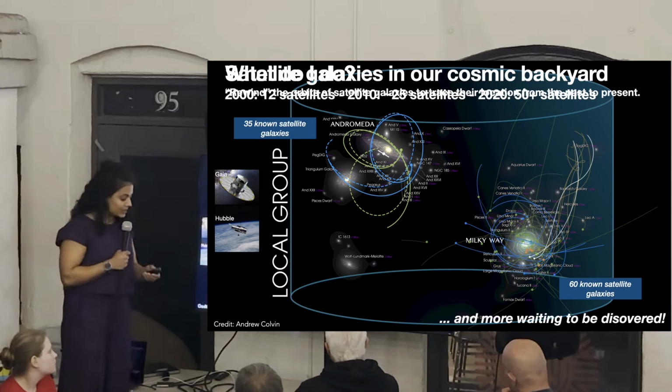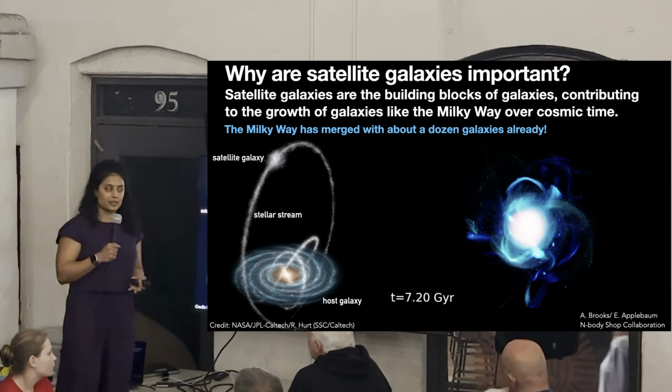Now, why are satellite galaxies important? There are many reasons. I'm just going to give you 3 today. You can ask me about more later. But first and foremost, satellite galaxies are the building blocks of more massive galaxies. Okay, so they contribute to the growth of galaxies like the Milky Way over cosmic time.